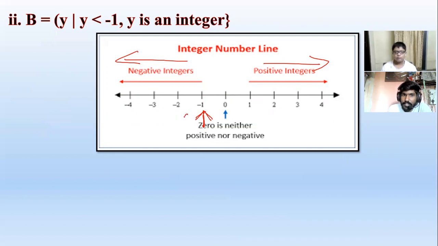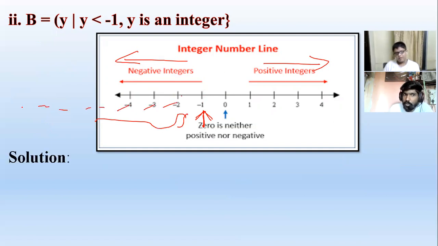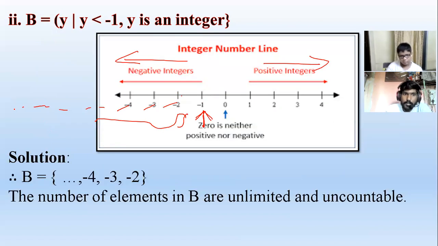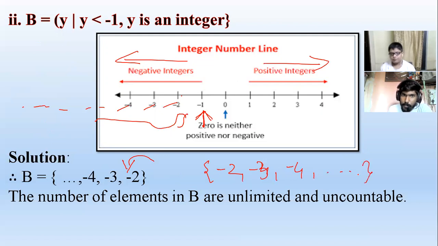So which are the numbers lesser than minus 1? As you said, here. Minus 2, minus 3, minus 4, and so on. Never ending. So what you said is correct. So that can be written like this also, or it can be written the way you said it also: minus 2, minus 3, minus 4, and so on.